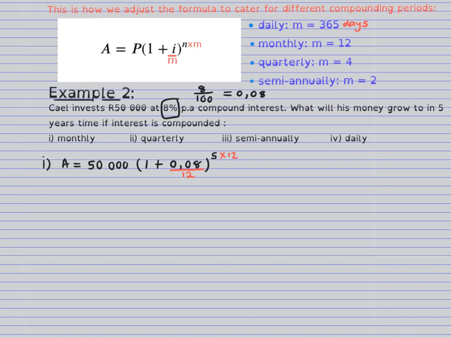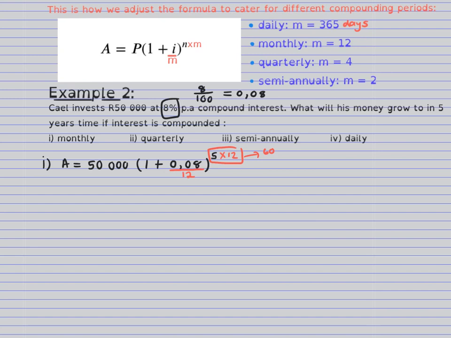So what does this actually total to? This is 60, right? So you are going to be earning interest 60 times over that 5-year period, which makes sense. You're earning every month, so in 1 year, 12 times, but over 5 years, 60 times. This is how we make the adjustment in our compound interest formula.